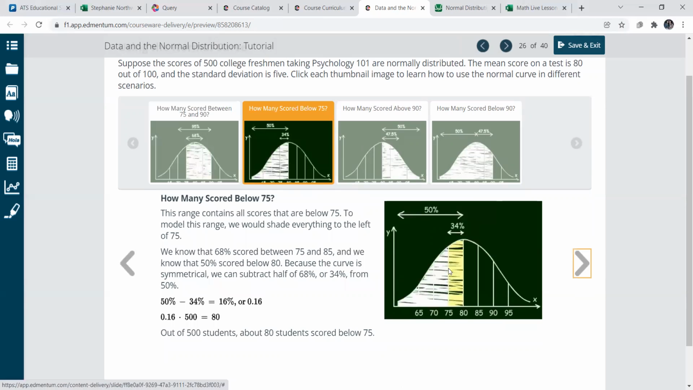But it says if we know that 68% of the data is between 75 and 80, and then we know 50% scored below 80, because the curve is symmetrical, you can subtract half of 68, or 34, from the 50%. So you have the 50% right here, 50% scored below a certain point right here. So 50% are scoring below or between 75 and 80. So then we can conclude the number that's scored below 75 is going to be this percentage right here.